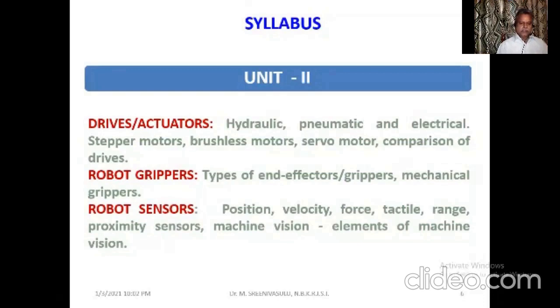And coming to the sensors that are required to identify the position, current position, velocity, force, tactile, range, proximity sensors. In addition to that, machine vision and elements of machine vision are going to be used. See, with the support of all these types of sensors, a robot will be able to understand at what location it is, and it will also be able to identify up to what extent it needs to reach, rather the object it needs to pick up.